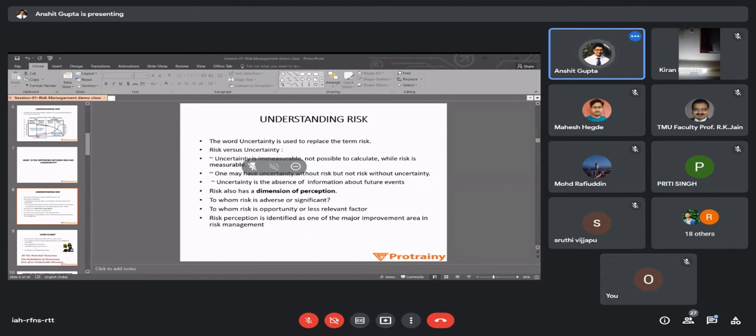Now, in this slide, we'll see what is the current status of India. Okay, why risk management is very important.